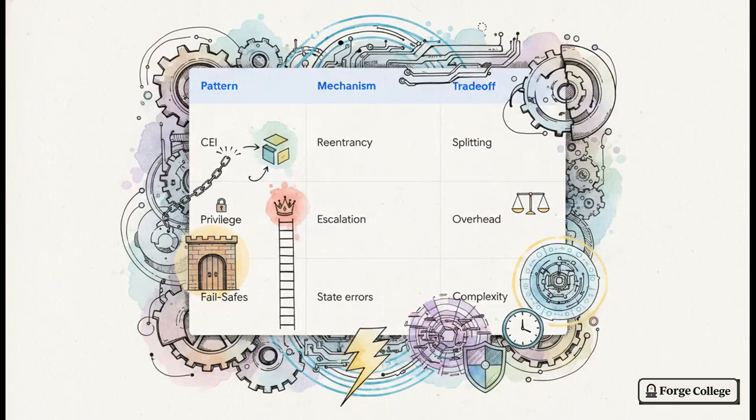Now, we can build all of this into a quick diagnostic cheat sheet, which is super helpful for mapping audit findings directly to code changes. If your failure mechanism is reentrancy, you apply the CEI pattern. The trade-off? You might have to split up your functions. If the risk is privilege escalation, you apply least privilege, though that introduces a bit of access control overhead. And if the risk is unexpected state errors, you drop in fail-safes, which can add some operational complexity. Every structural fix comes with a trade-off, but hey, it is absolutely always better than getting hacked.